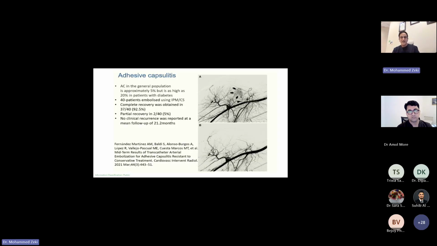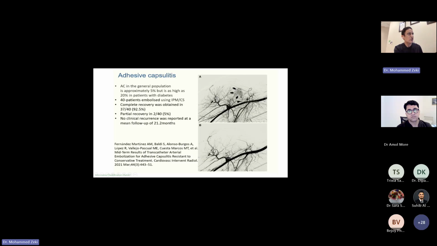Adhesive capsulitis, again, any inflammatory process can be a target. You can see from this image. Adhesive capsulitis is idiopathic and happens in patients between 40 and 60, and 20% happen in diabetic patients. It can be really a big issue for the patient.